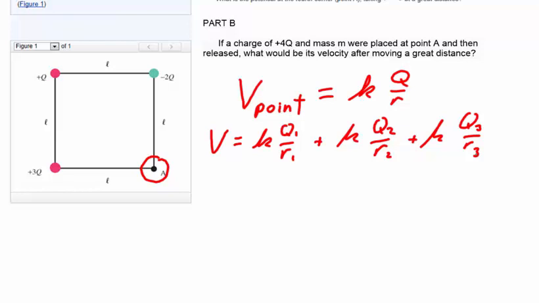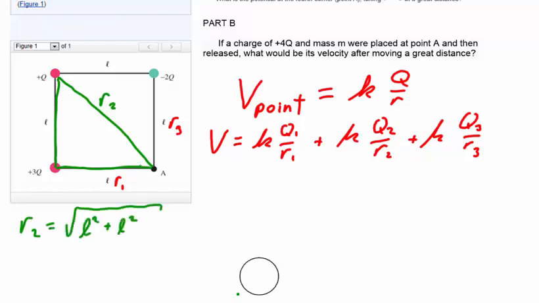If we look more closely at the figure, we can find that the distance r1 is here, r2 is along the diagonal of our square, and r3, like r1, is along a side of the square. We'll be able to use the Pythagorean theorem, taking advantage of this right triangle, to note that r2 will be equal to the square root of L squared plus L squared, which simplifies to square root of 2 times L.